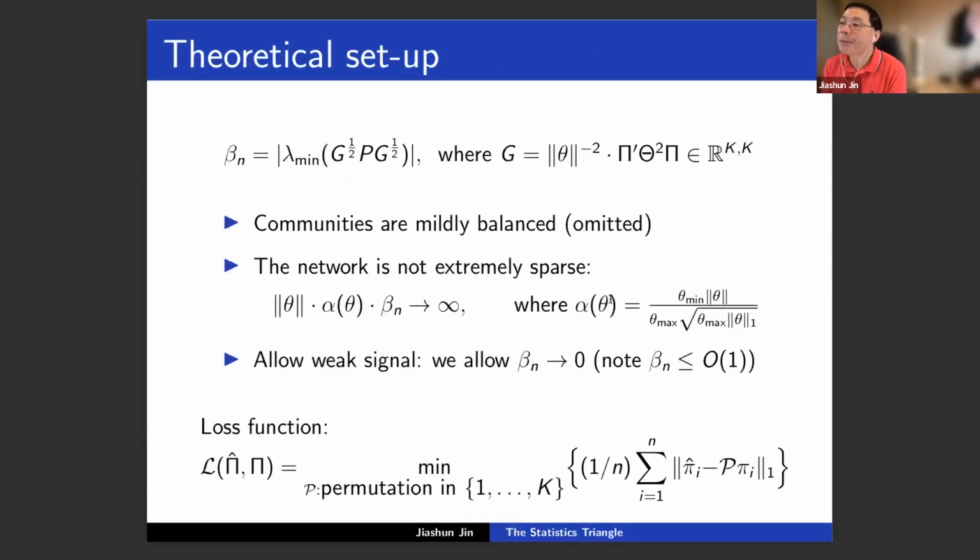Let me use five more minutes to wrap up and go over a little bit of the theory. In order to prove all this consistency, first of all we need mild regularity conditions on the balance of the communities. Then we need to characterize the signal strengths. The signal strength of the network is calibrated by the average degree and the similarity between different communities. Especially for real networks, it's very important to allow weak signals, and we use these to measure the loss.